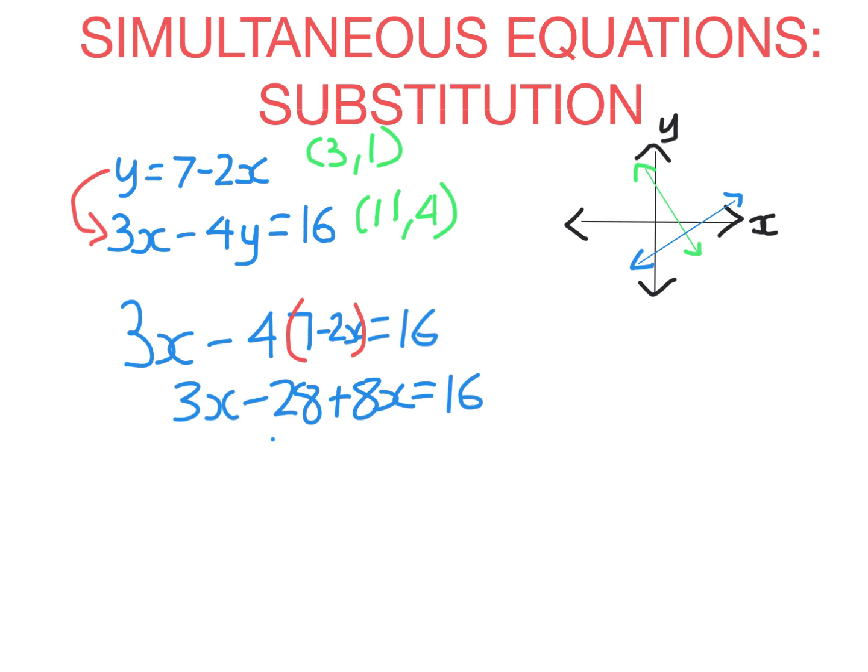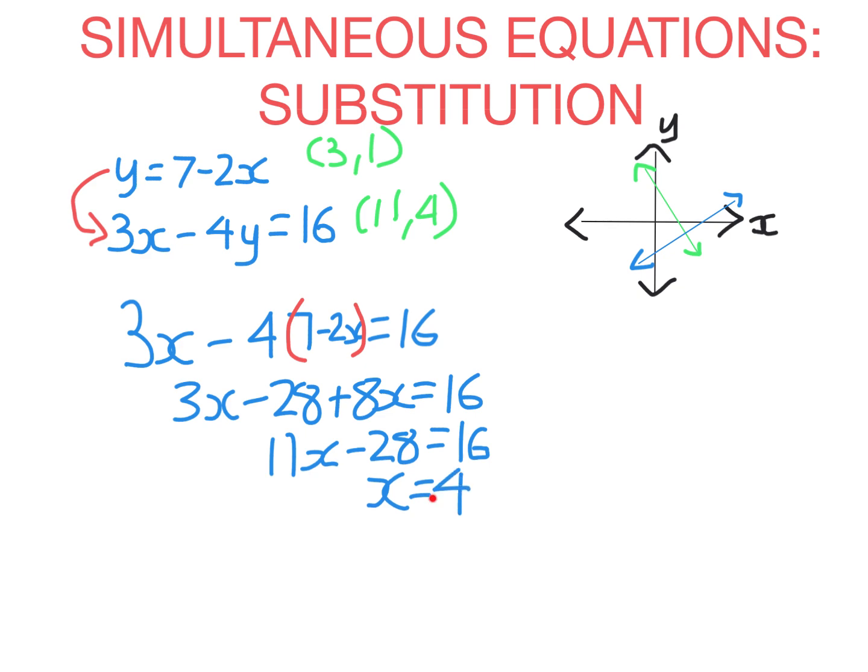3x plus 8x is 11x. So I got 11x minus 28 equals 16. You know how to solve from here. We just add 28 to both sides, divide by 11. We get x equals 4. But we're not done yet. We need to find the y value.